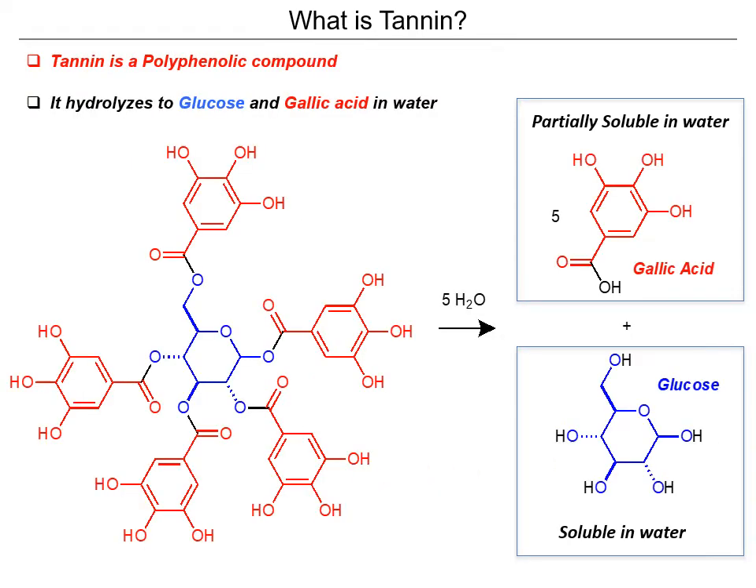Tannin is a polyphenolic compound. It can be hydrolyzed to glucose and gallic acid. You see here, this is glucose and this is gallic acid. You see here it's pretty branched, right? So it is able to get hydrolyzed by water as opposed to cellulose, which couldn't. So all you have to do is treat this with water and you can dissolve it pretty easily.